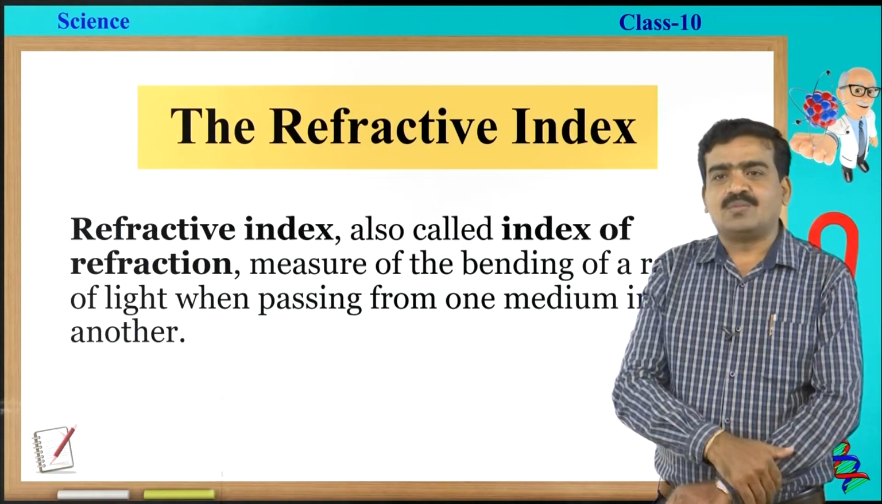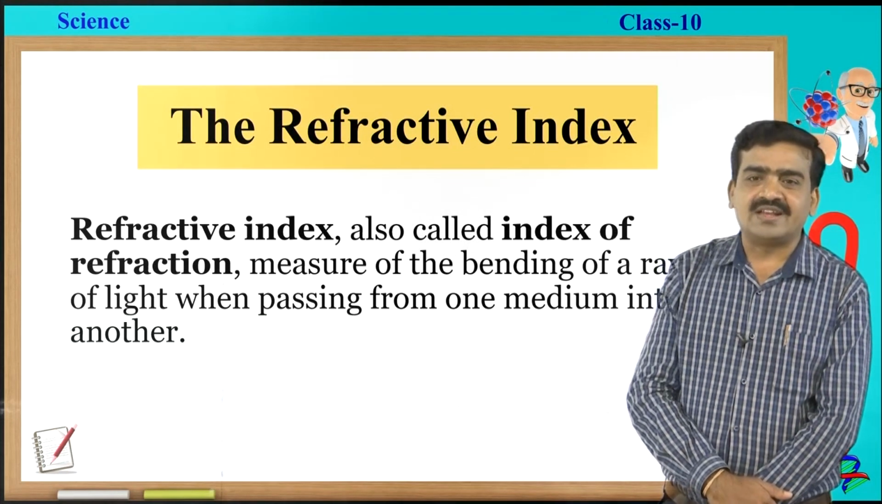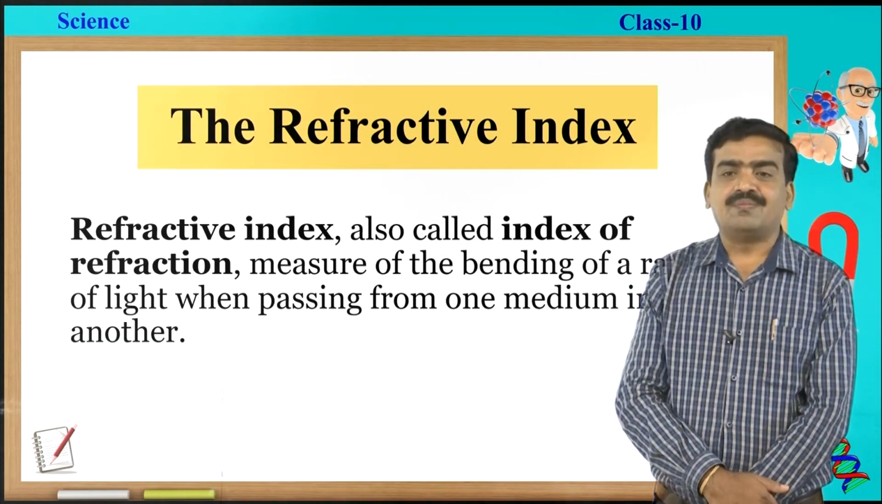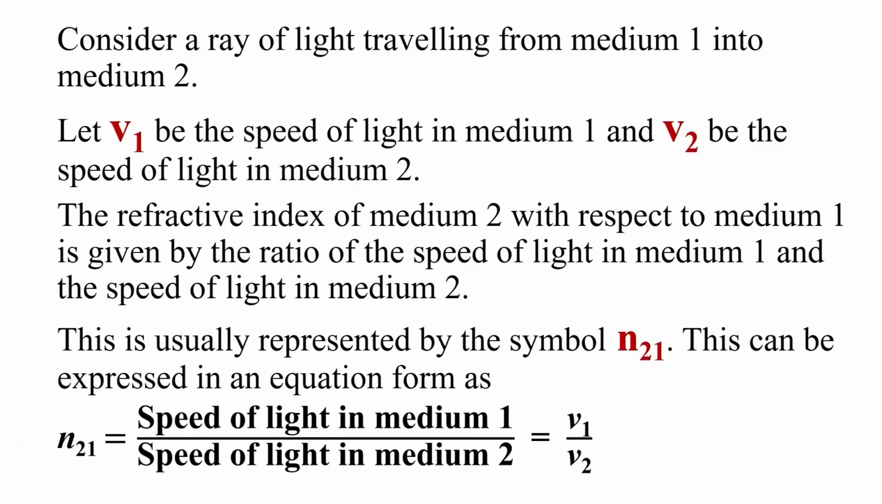Now, let us learn about refractive index. I already told you refractive index or index of refraction measures the bending of the ray of light when it is passing from one medium to another medium. So, that measures the bending of a ray of light when passing from one medium into another. Now, let us learn some more about the refractive index.